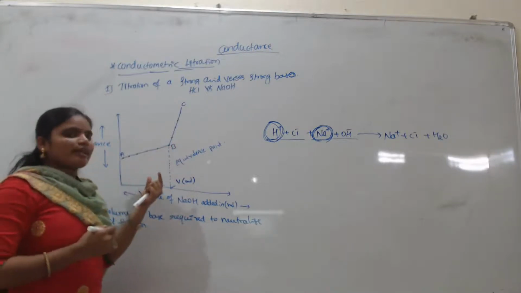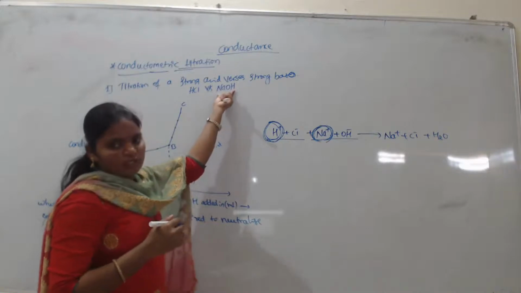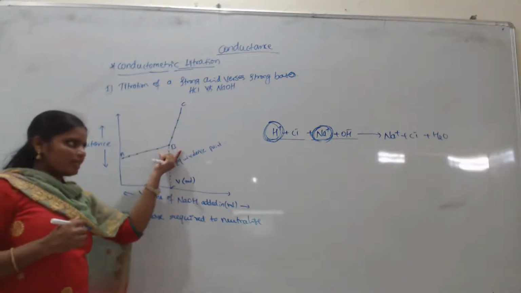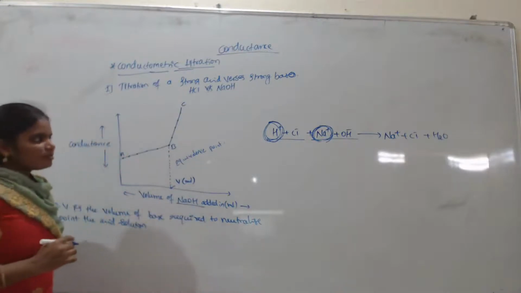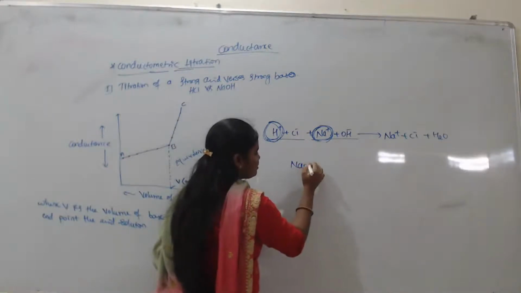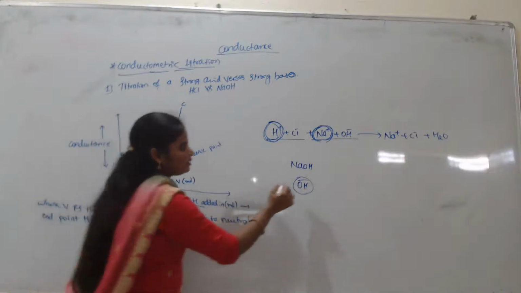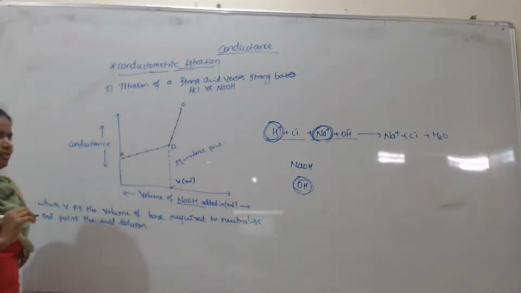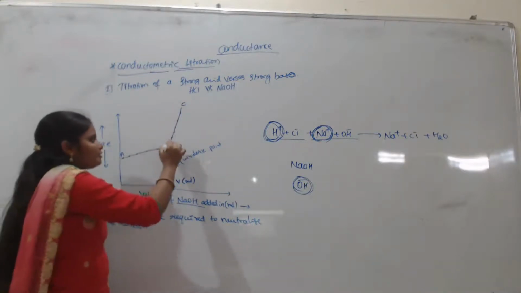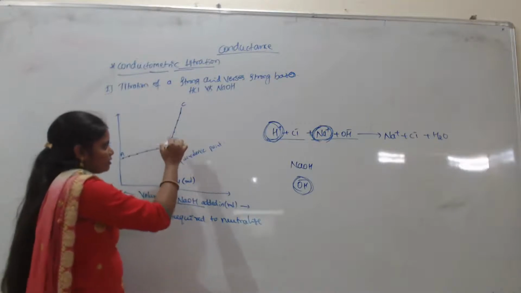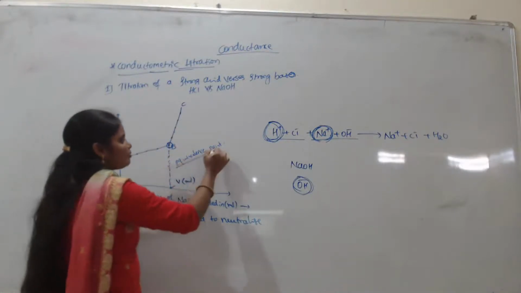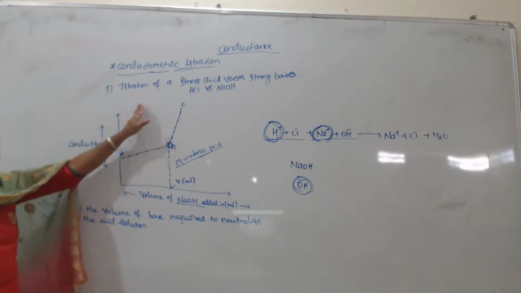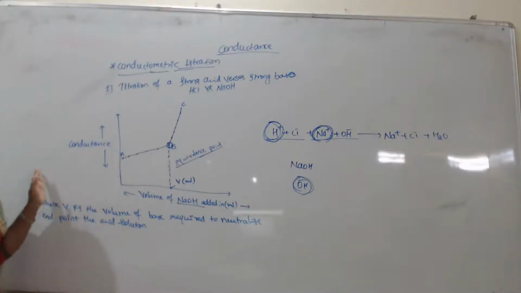Then you continue adding the titrant, sodium hydroxide, slowly, drop by drop into the beaker containing the HCl solution. The hydroxyl ions in sodium hydroxide are fast moving ions, so the conductance increases again. The two lines intersect at point B, and this gives the equivalence point or end point of the solution. This is the procedure for the conductometric titration of strong acid versus strong base.